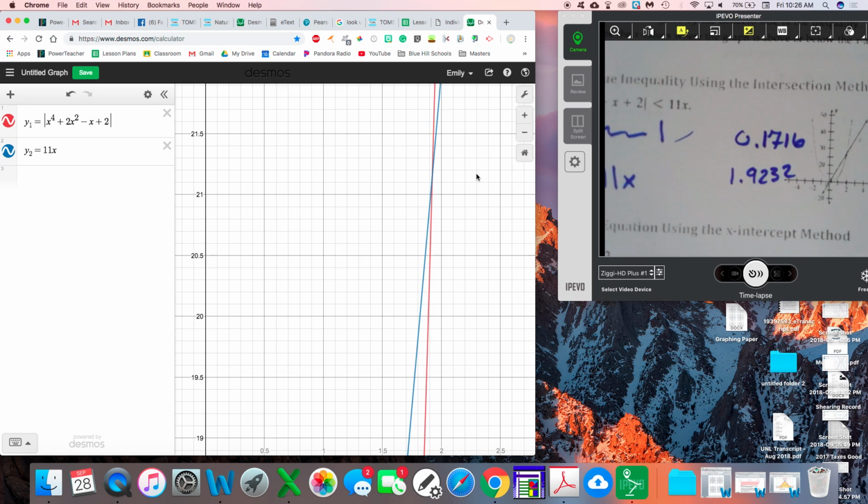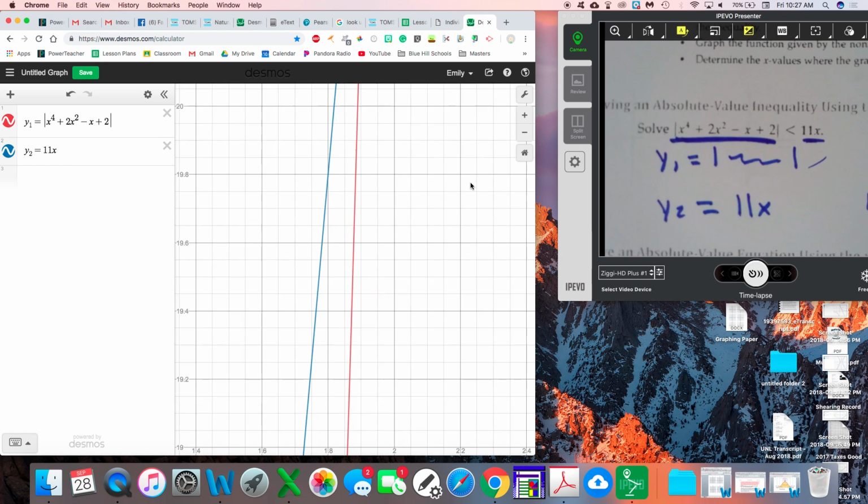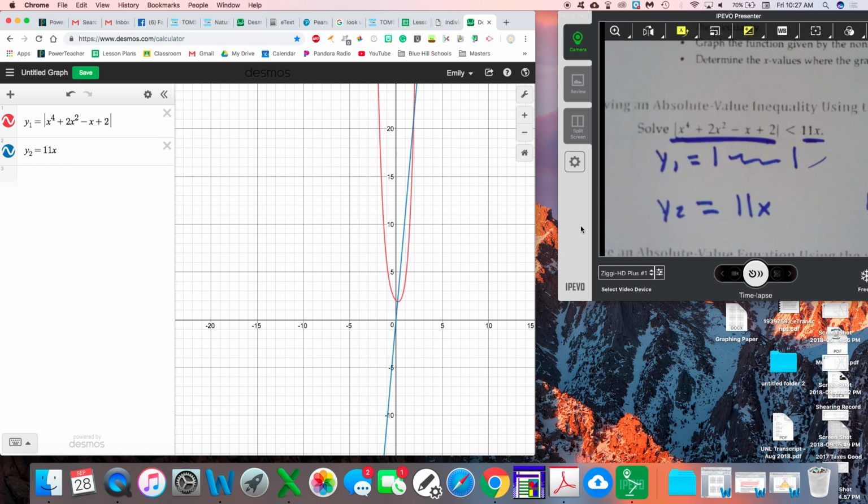So we want to know, if we look at the original example, when the absolute value part of it is less than this equation, okay? So our equation for 11x was the blue line. I want to know when my absolute value part, the red line, is below the blue line, right? That's what that means: when the red part is below, or less than, the blue part. Does that make sense?